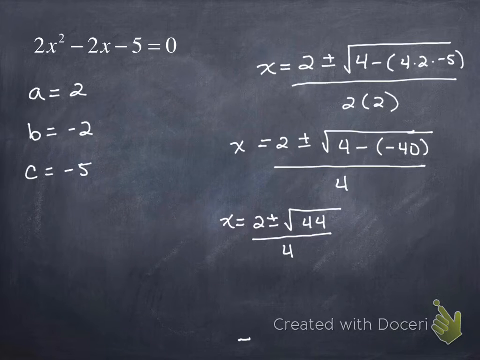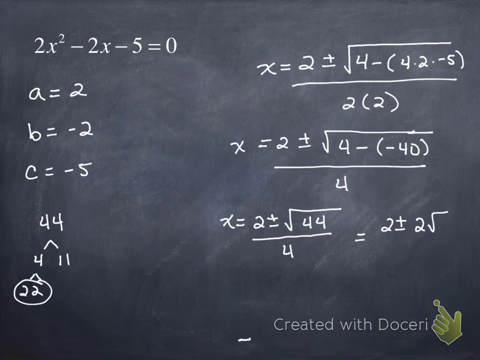There's a perfect square in there. So either you can just look at it and see, or if you're a factor tree kind of person, we'll say 44 can be separated into 4 times 11, and 4 is 2 times 2. So there is a perfect square hidden in there. That 2 will come out, and the 11 will stay in. So 2 plus or minus 2 root 11 over 4.